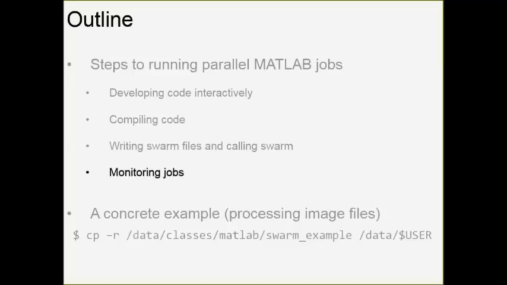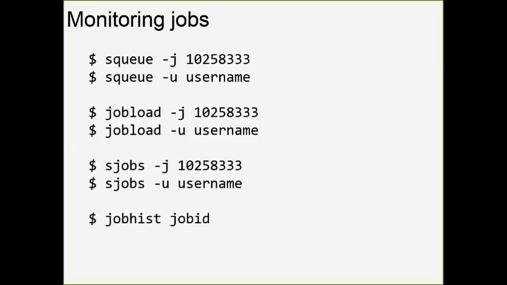And so monitoring jobs, the last thing, monitoring jobs is pretty easy, pretty straightforward. So there's a whole slew of different commands that you can use to monitor your jobs. I'm just giving you a few of them here. SQ is good for before your jobs start, so it'll give you information about your jobs, even if they're sitting in the queue pending, not started yet. Job load and sjobs give partially overlapping, but not completely overlapping, information about jobs that are currently running. And job hist, job ID, will give you the history of a job after it's already finished running. Most of these take both the job ID or the username to just show all pending or running jobs.